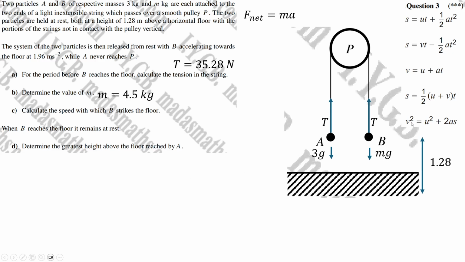Okay, the final velocity, we want that, so we'll just call that v. The initial velocity is 0 because it starts from rest. Acceleration is 1.96 and its displacement is 1.28. So put that in and rearrange for v, which is 2.24 meters per second. When B reaches the floor, it remains at rest.